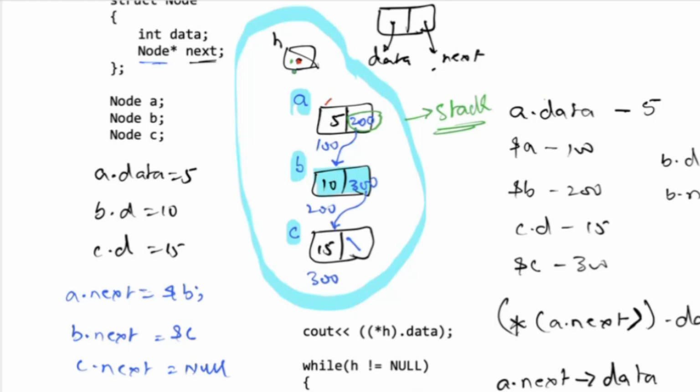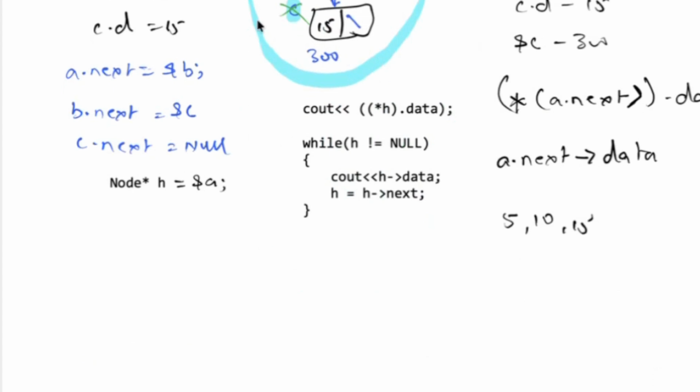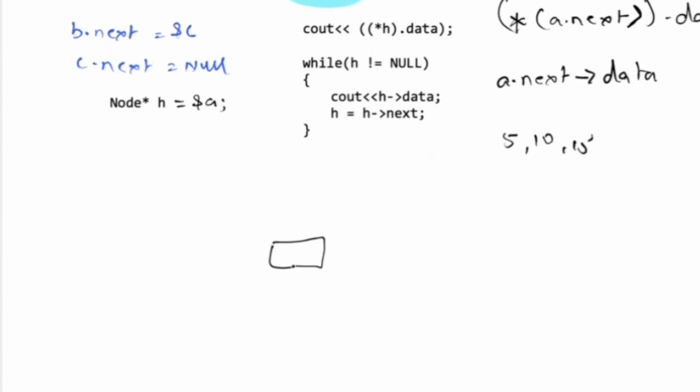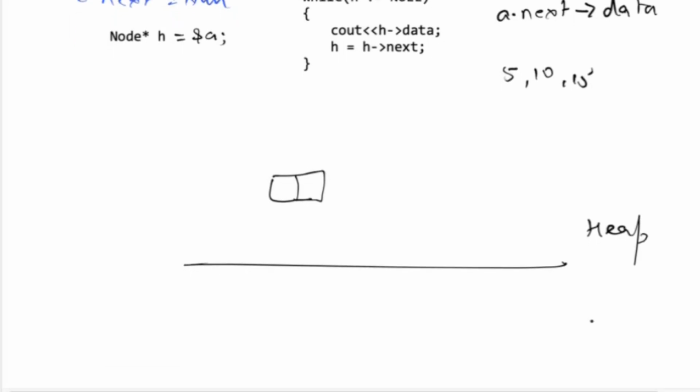But if I do not use the name of these nodes, then I can put the nodes in the heap area and only the head pointer will remain in the stack area. So what will happen is that I have a node in the heap area. So this is heap area and this is stack area. I have a node in the heap area and the value of the node is 5, and let's say the address of the node is 100.